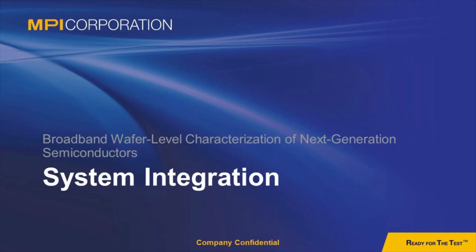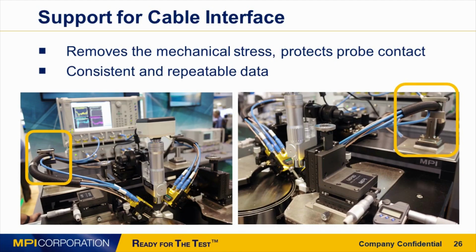There are several important aspects that must be kept in mind when integrating the broadband VNA system on a wafer probe station. For instance, integration of Anritsu broadband system on MPI stations includes magnet-based cable stress relief support for system RF and control cable interface. It removes the mechanical stress from the module interface and thus protects the probe contact point. This is essential for repeatable and consistent data.